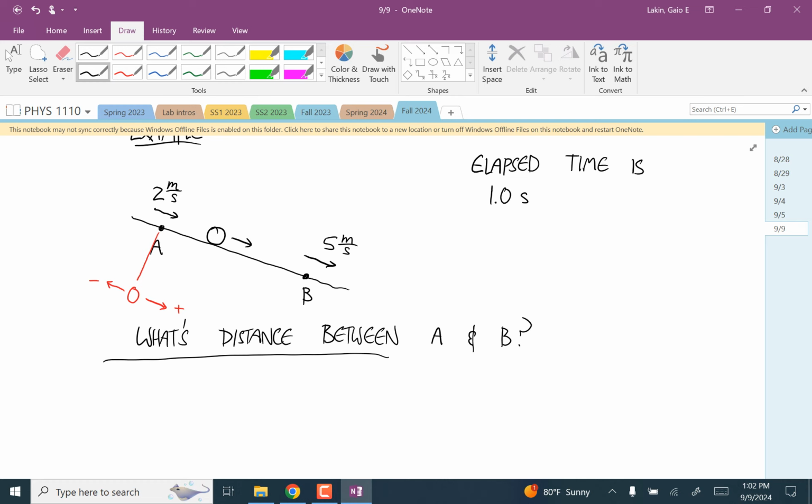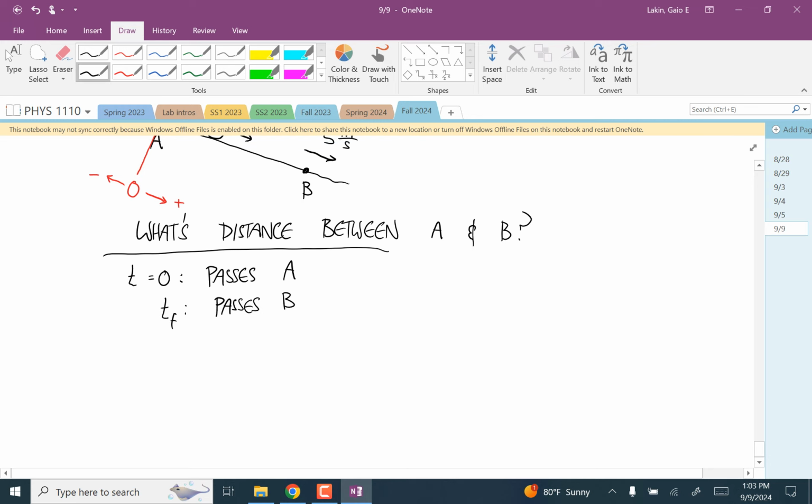And now we have to choose when to turn the stopwatch on and off. So when are we going to turn the stopwatch on? Yep, so that's when it passes A. And when are we going to turn it off? So when it passes B. And now I'll list out the 6 variables and we'll figure out what variables we know and want.